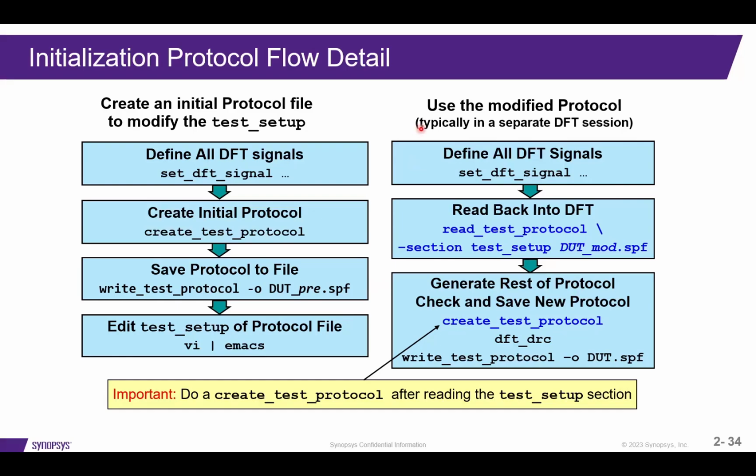Once you finish that, in a separate DFT section, use the same DFT signal definitions, and then use the modified initialization sequence, and then use the read test protocol -section test setup option to read this modified test protocol. Afterwards, you again run the create test protocol command to generate the rest of the protocol, and then run the DFT-DRC command to check the design rules, and then finally use the write test protocol command again to write out the new test protocol. So remember to always do a create test protocol command after reading the test setup section.